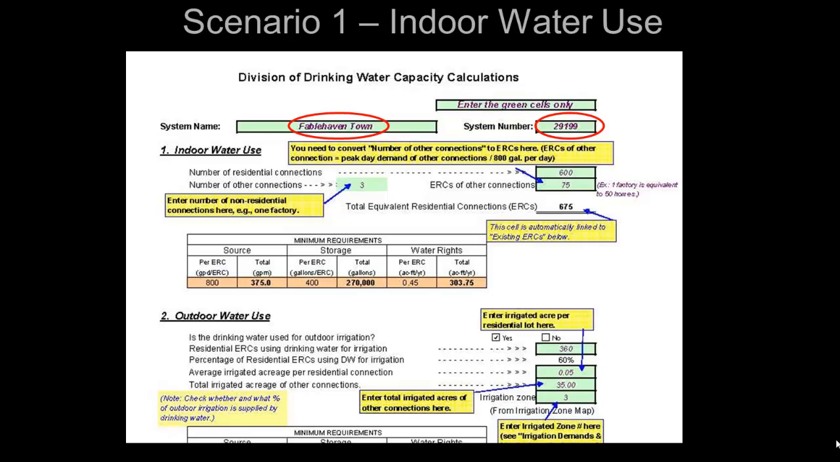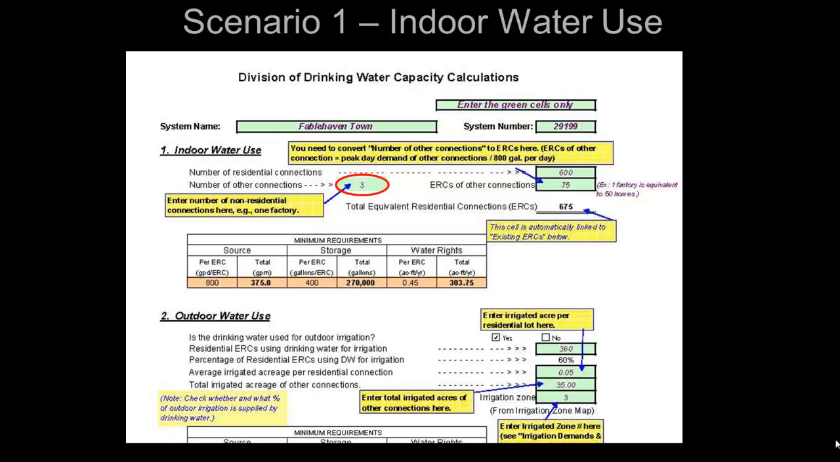This is the example Excel spreadsheet. The cells highlighted in green are the only cells we'll modify. You can see here that the water system name and number have been entered. 600 has been entered as the number of residential connections. The number of other connections is 3.